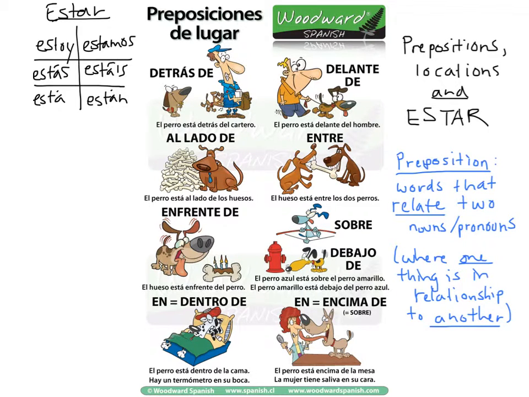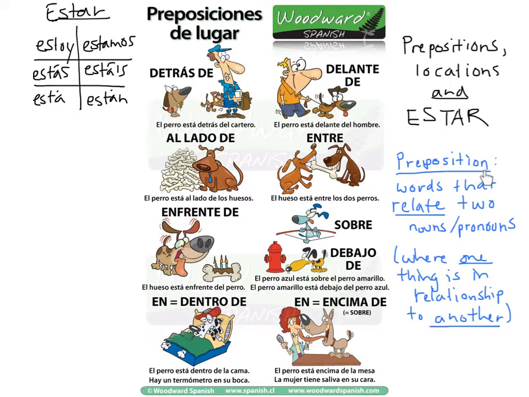Now, one of the cool things that we can do with estar, the verb we just talked about, remember we got estoy, estás, está, estamos, estáis, están, is talk about location or place, lugar. So we need to know some prepositions in order to do that. What's a preposition, you might ask? Well, we've got that covered right down here.